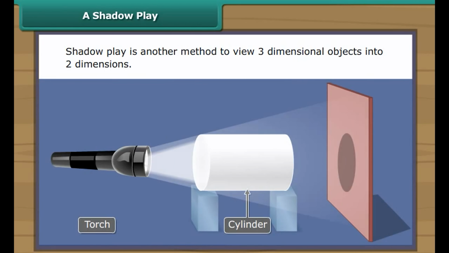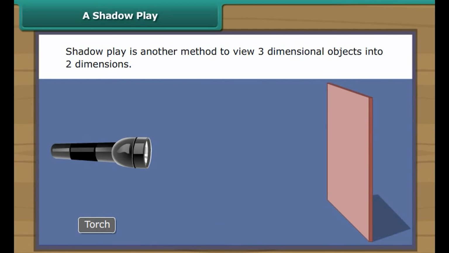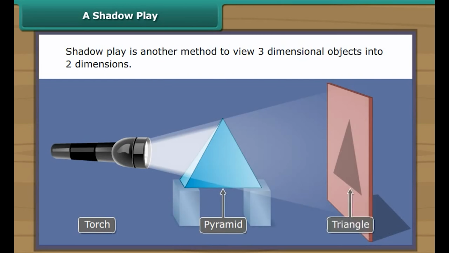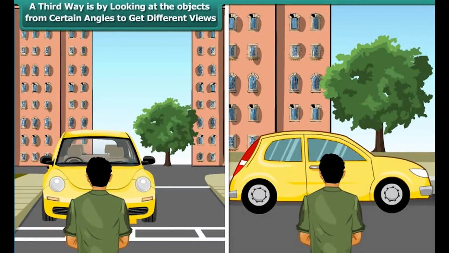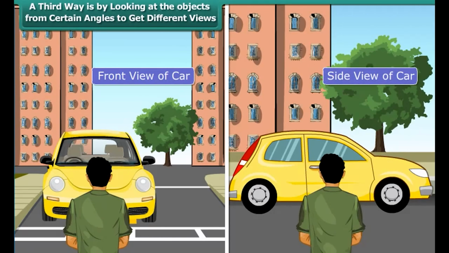Now we cast a shadow of a cylinder. Now we cast a shadow of a pyramid. There can be multiple answers because of different arrangements. A third way is by looking at the objects from certain angles to get different views. We can look at the object by just standing in front of it, and from the side and top as well. Let us see some of the objects through this method.